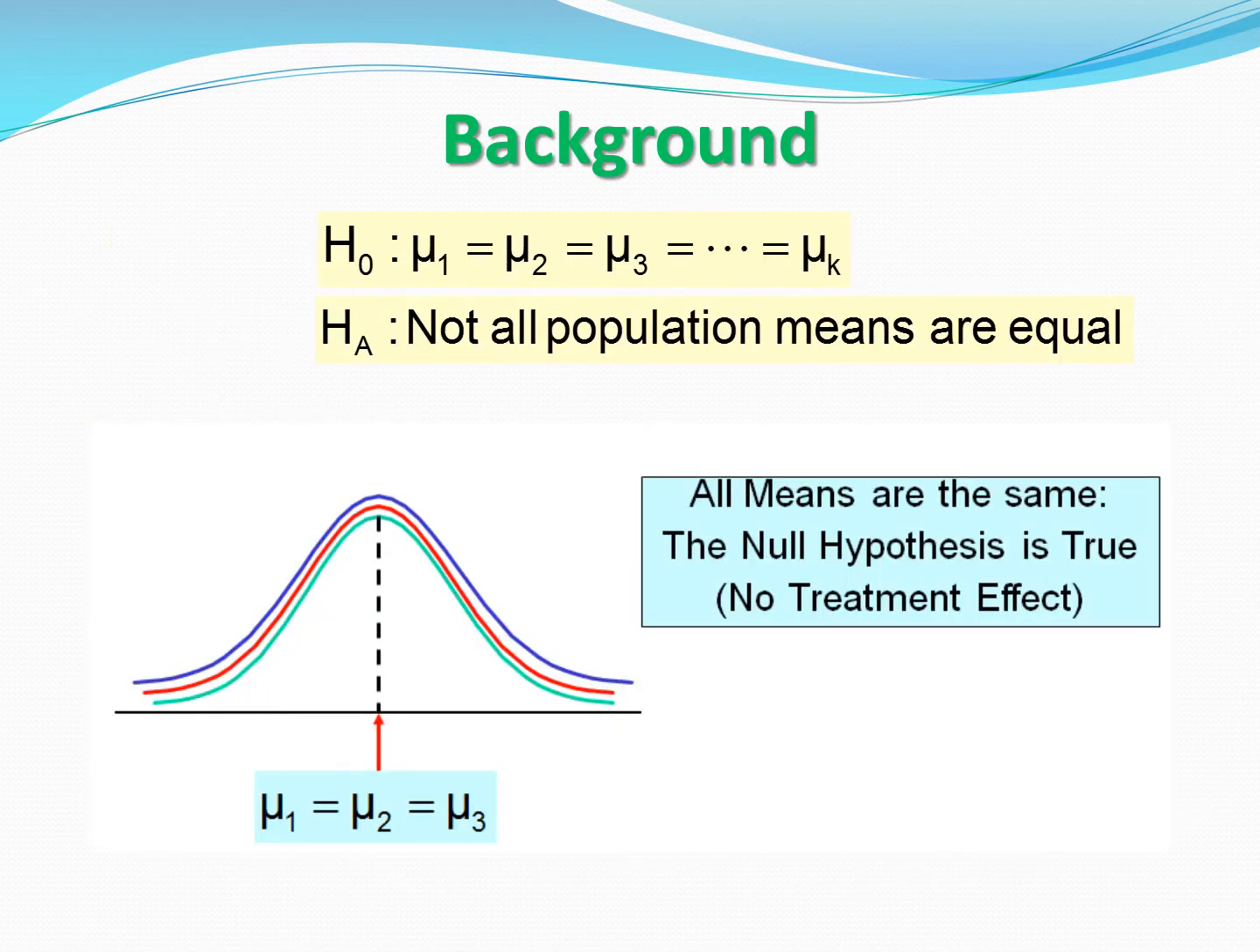If your null hypothesis is true, then it means that the null hypothesis will not be rejected, so all your population means will be the same. So this means that there's no treatment effect present in your data, and that's why all your population means will be the same.